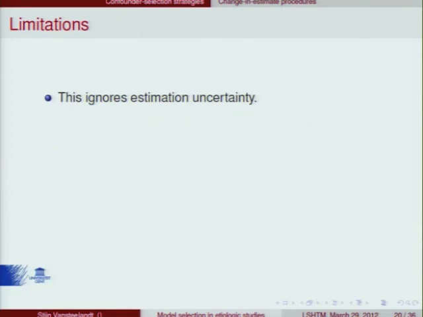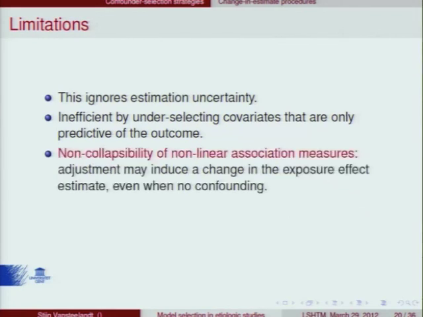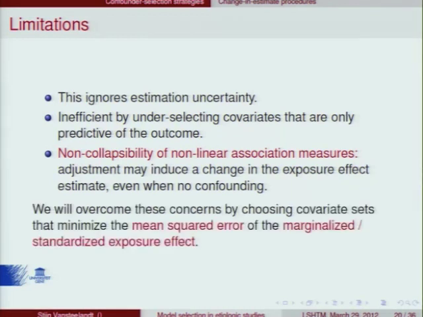I think this is quite nice, but what is not really nice is that it's very simplistic. It ignores the imprecision of your estimates. It may be inefficient because it's not going to select strong predictors of the outcome. And a major concern is non-collapsibility. So it may be that you would see a change in your estimates even if there is no confounding. This could easily occur in nonlinear models, like logistic regression models. Adding covariates could easily change your results even if the covariate is not associated with the exposure, and so if there is no confounding.